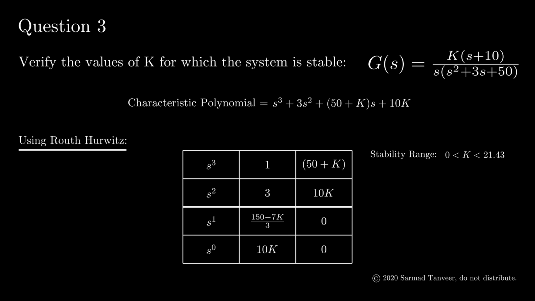The upper range here is slightly different than the value we obtained from the Nyquist plot. This can be attributed to rounding errors during the Nyquist plot calculations. Using the Routh table, we have verified the stability provided by our Nyquist plot.